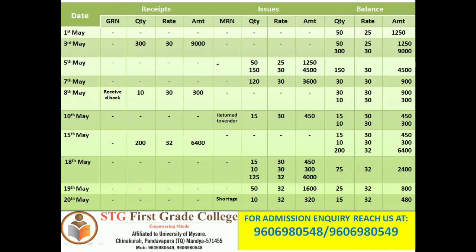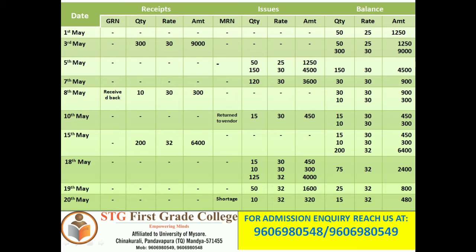So then under receipts, GRN nil, quantity nil, rate nil, amount also nil. Under issues, MRN nil. Under quantity, how many number of units we are issuing? 120 units at the rate rupees 30. 120 into 30, 3,600 rupees. So under balance column 150 quantity, out of 150 I have issued 120 units. So the left out is 30 units at rupees 30 per unit. So the amount comes to 900 rupees.